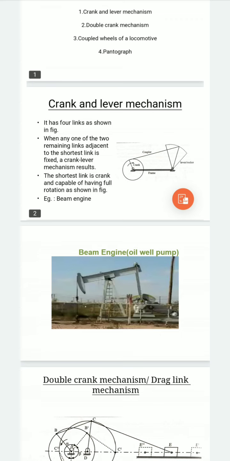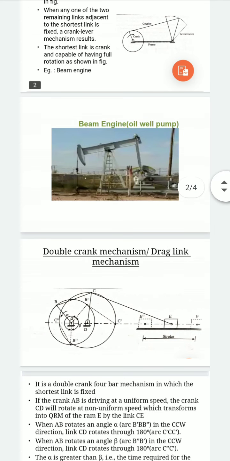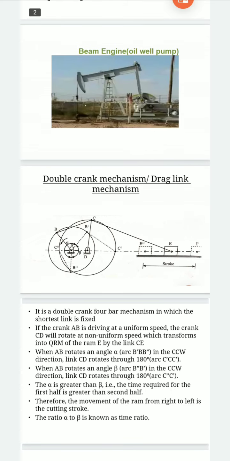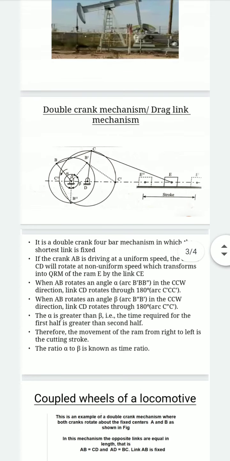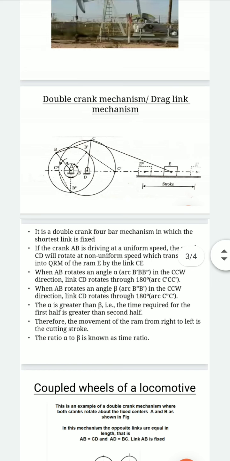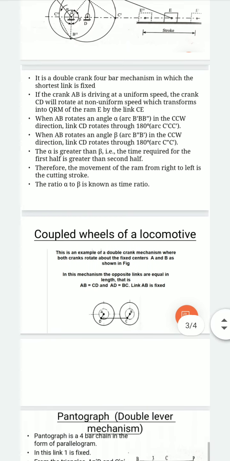You can see in the crank and lever mechanism, the rotary motion is converted into oscillatory motion, and in the case of the double crank mechanism or drag link mechanism, the rotary motion is converted to rotary motion, where the motion of CD is dragged, which can be used for cutting in different types of machines. In the cutting stroke, it can be used, for example, in a shaper, right? And you can see the coupled wheels of a locomotive.